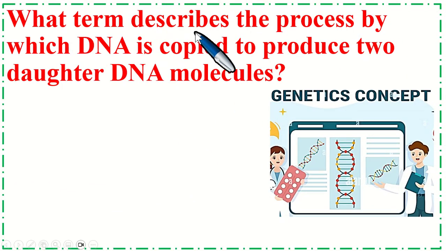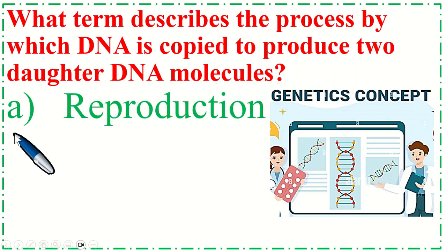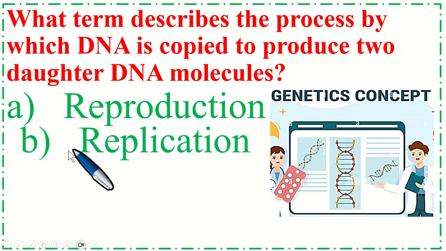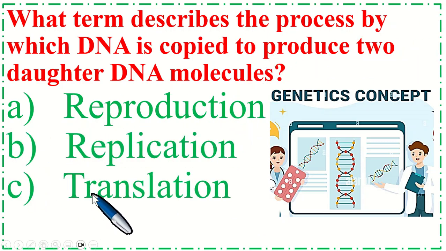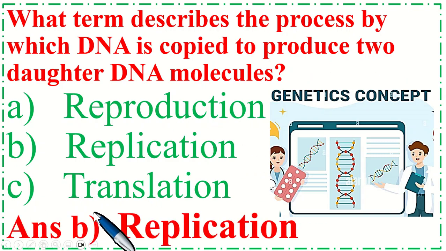What term describes the process by which DNA is copied to produce two daughter DNA molecules? Option A reproduction, B replication, C translation. Correct option is B, replication.